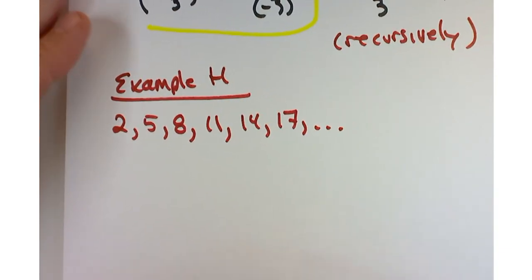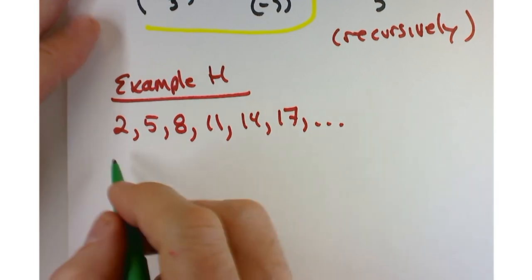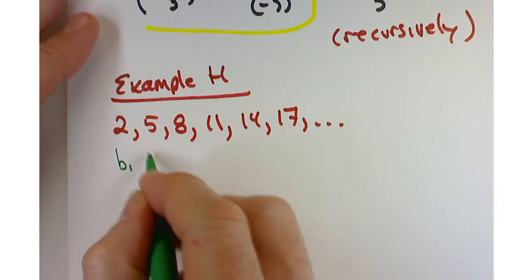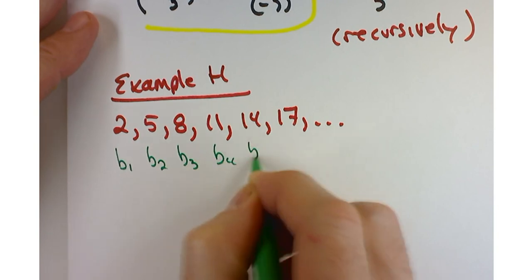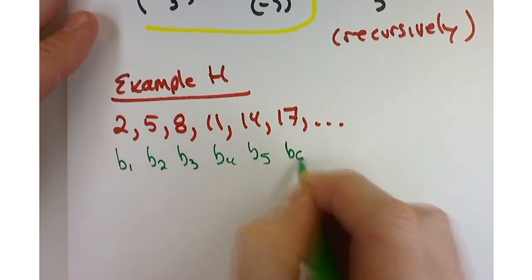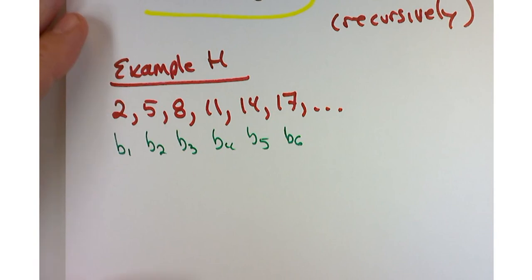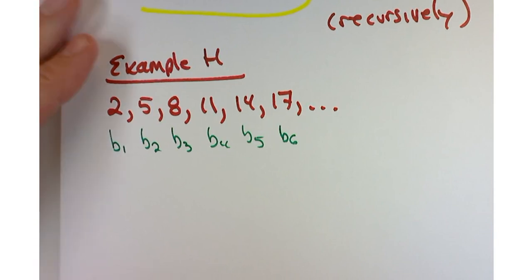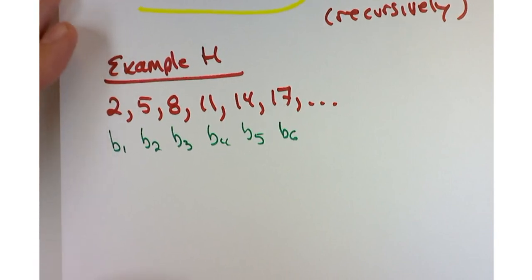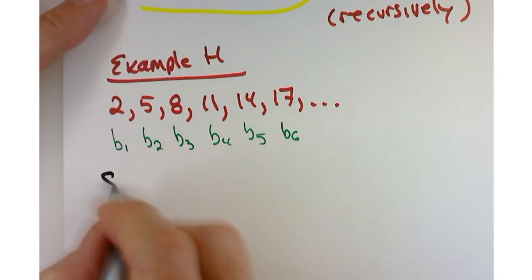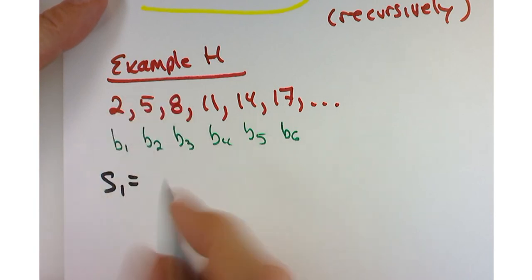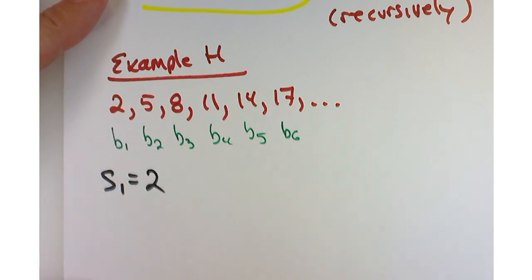Now, each of these, we'll call this one B just for variety. B3, B4, B5, B6 is a term in this sequence. What we're interested in is the sequence of partial sums. So how's that going to look? Well, the sum of the first one term is just 2. That's our S sub 1.